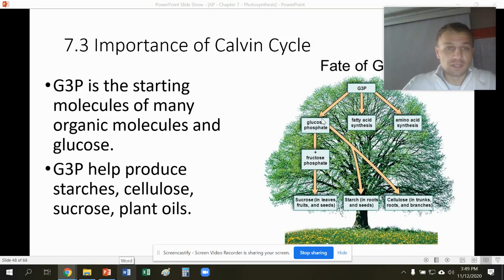Lastly, G3P is a very versatile molecule. We actually see it a little bit in our cellular pathways. G3P can make glucose, fatty acids, other amino acids, which then can go on. You can see this glucose phosphate makes fructose, makes sucrose, starches, cellulose. This is a very versatile molecule that the plant can use to make a bunch of different other polysaccharides.